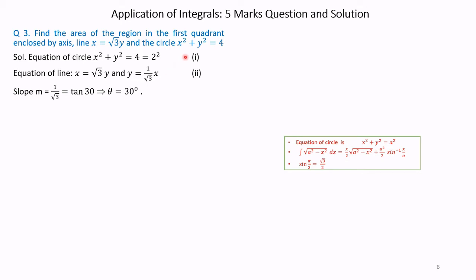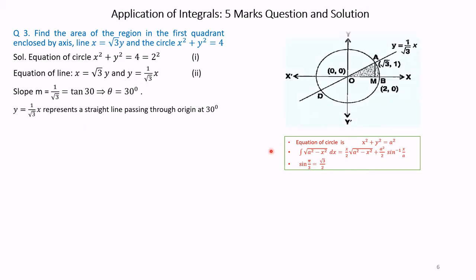And the circle is in the first quadrant. So the given terms are: it should be in the first quadrant, and the equation of the circle is x square plus y square is equal to 4, that is, the radius is 2, and the line is given by the relation x is equal to root 3 y, or y is equal to 1 by root 3 x. That is, it is inclined at 30 degrees. So y is equal to 1 by root 3 x represents a straight line through the origin.